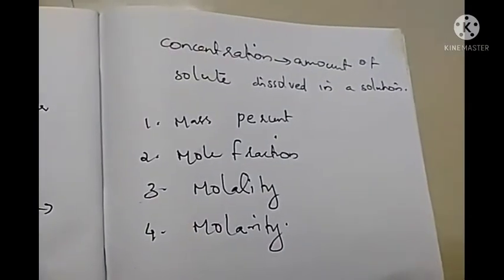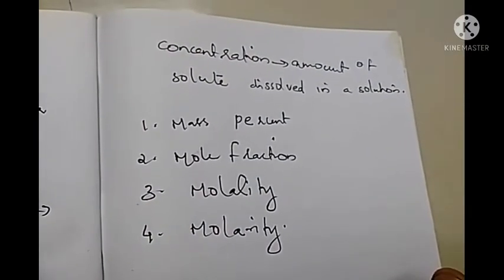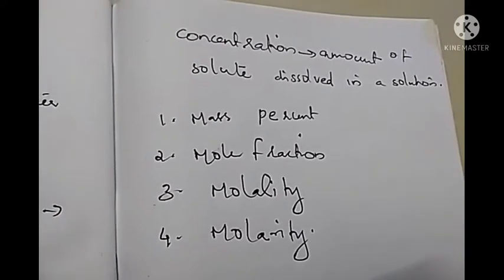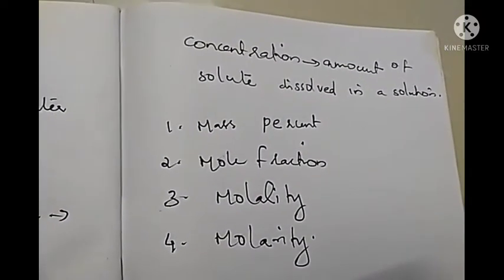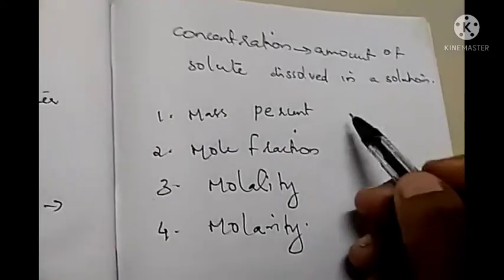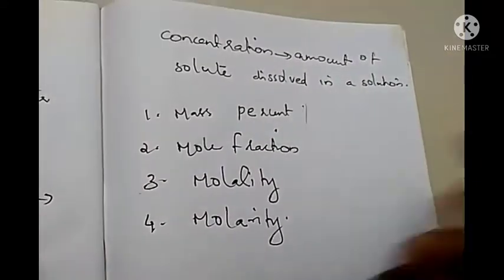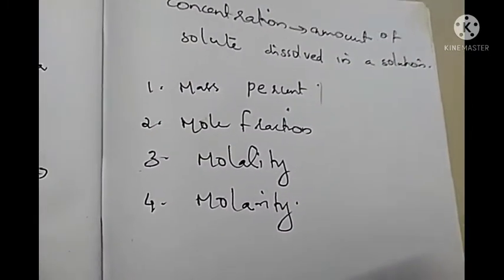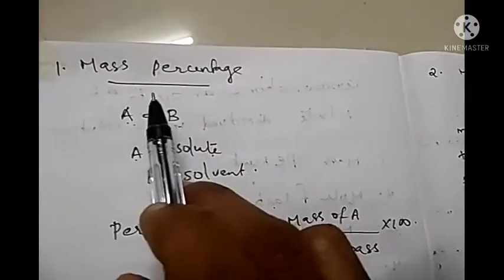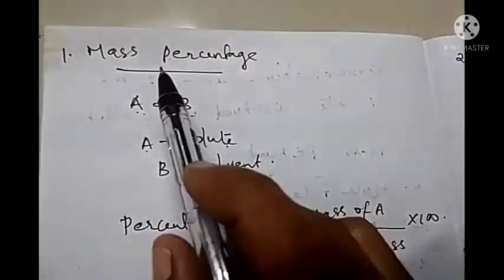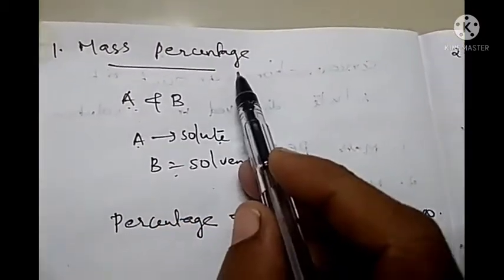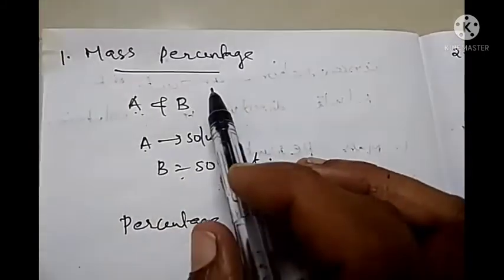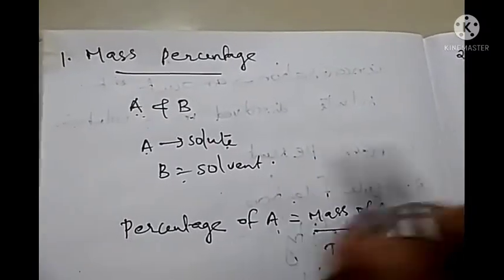What is concentration? Concentration means the amount of solute dissolved in a solution. How much solute is dissolved in a solution is known as the concentration of that solution. To express the concentration, we use different methods. Now we can study what is meant by these different terms. The first method to express the concentration of a solution is mass percentage. Already we know how to calculate the percentage, isn't it? So mass percentage means we are calculating the percentage of mass.